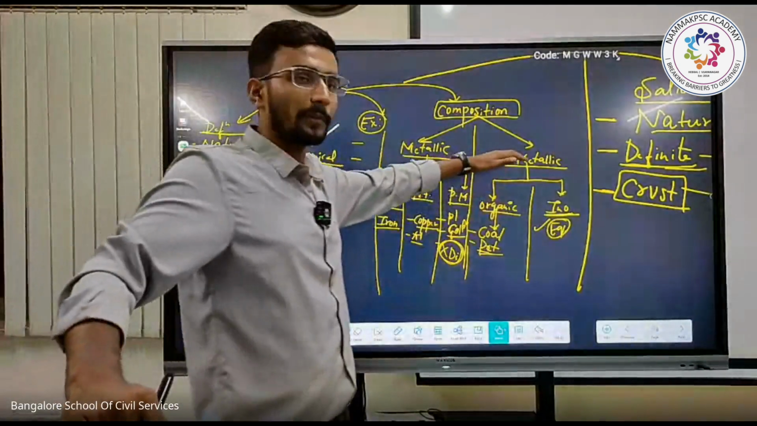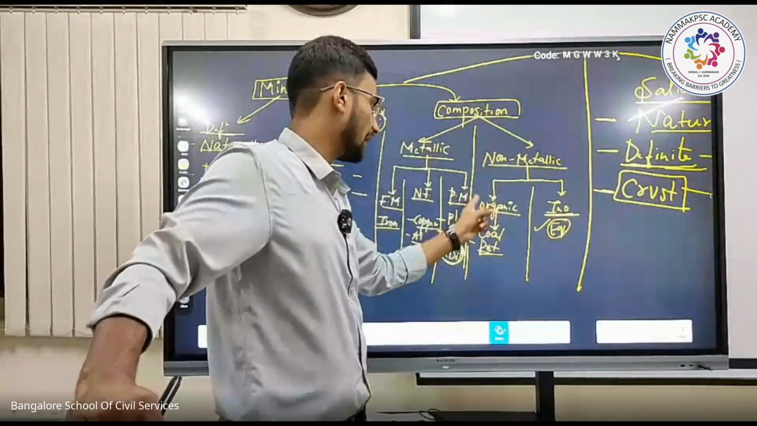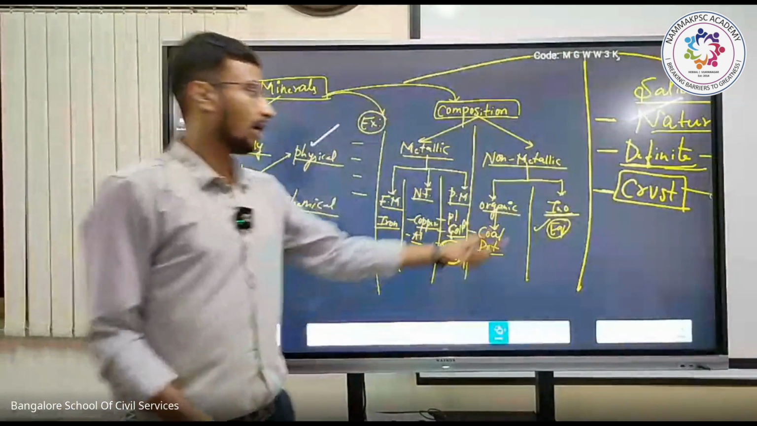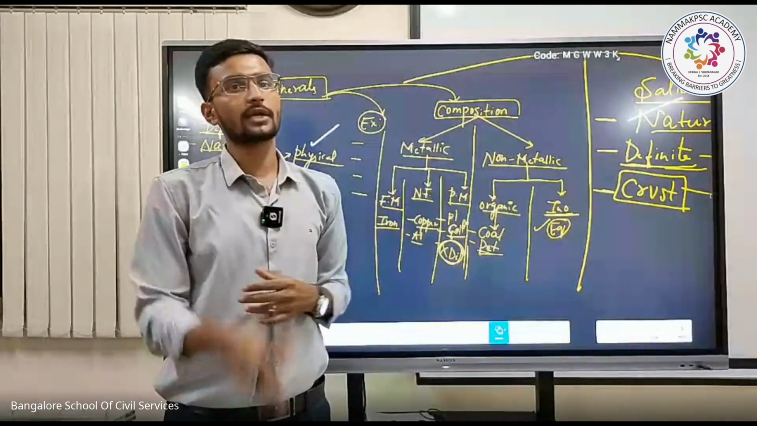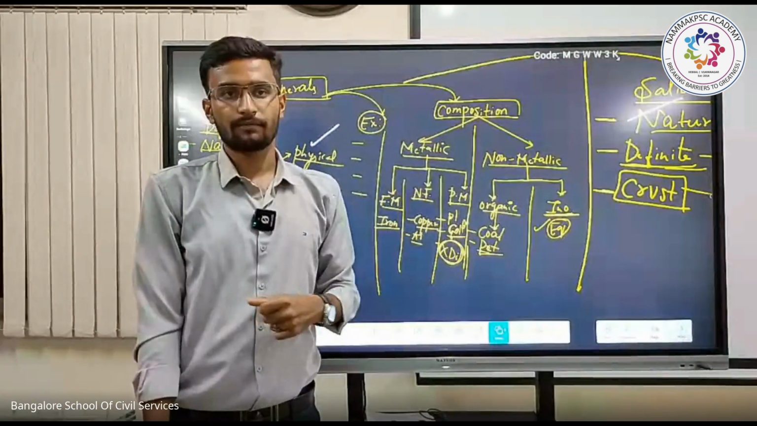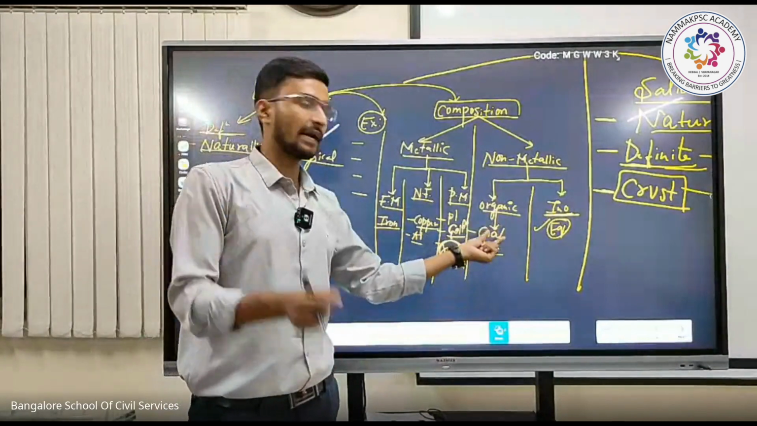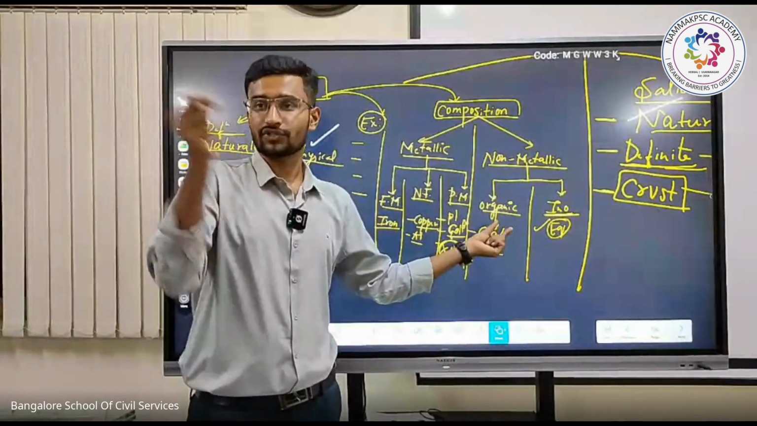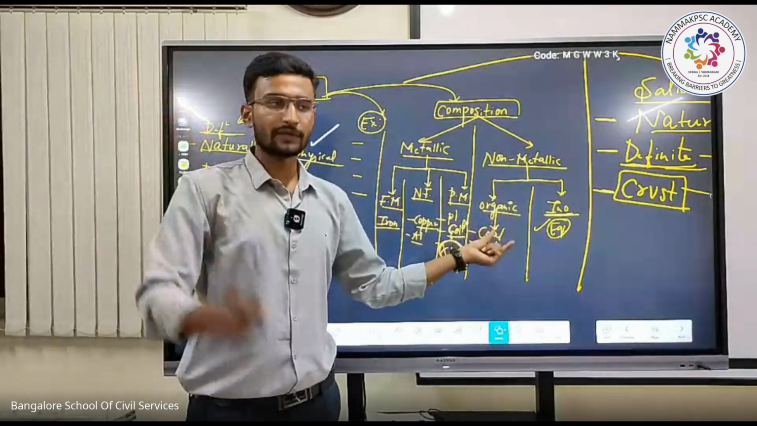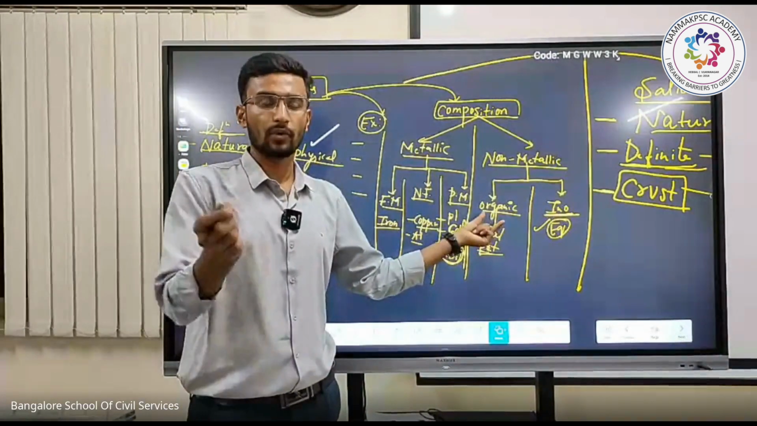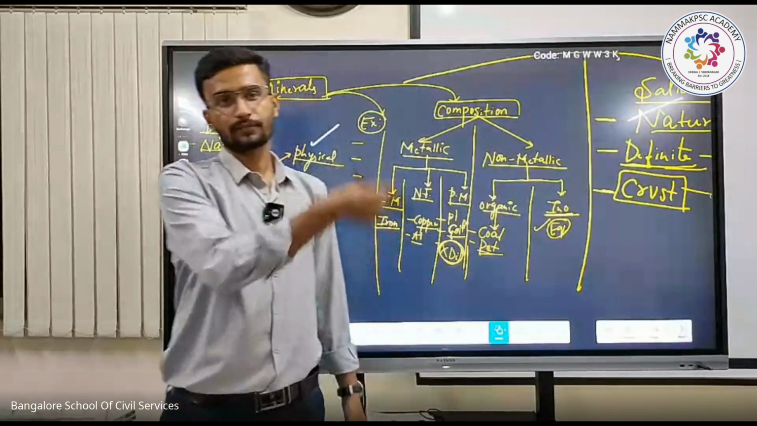Whereas non-metallic is again classified into 2 things: organic sources and inorganic creation. Organic is nothing but the creation by living organisms after death and decay. Examples include coal, shale gas, and different fuel minerals like petrol, kerosene, diesel, crude oil, etc.